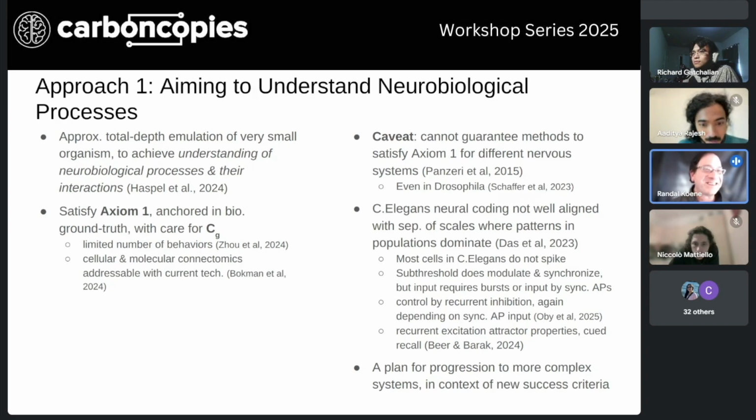So on a roadmap with studies in C. elegans and other small organisms with similar neural coding strategies, one would expect a subsequent progression to even more complex systems, taking along mechanistic insights gained, but reevaluating analysis, system identification, and emulation methods in the context of new success criteria and associated validation metrics is necessary.